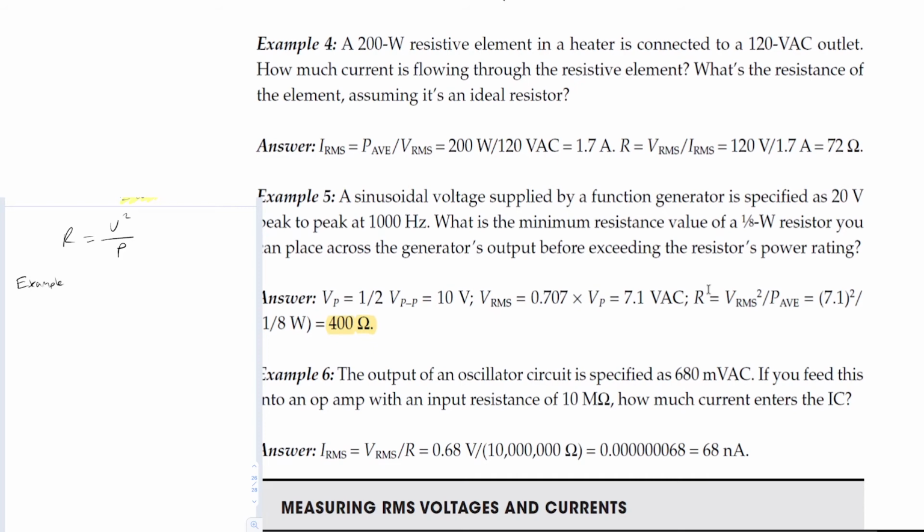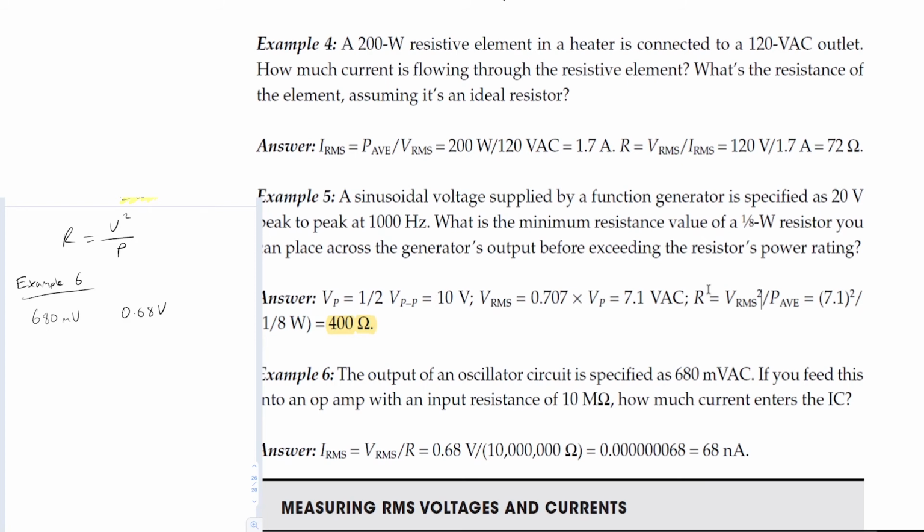Okay, so let's do the final example then, example 6. So we've got the output of an oscilloscope. The output of an oscillator circuit is specified as 680 millivolts, which is 0.68 volts.